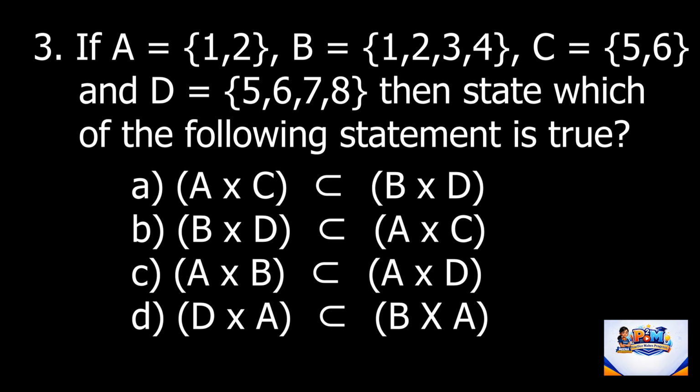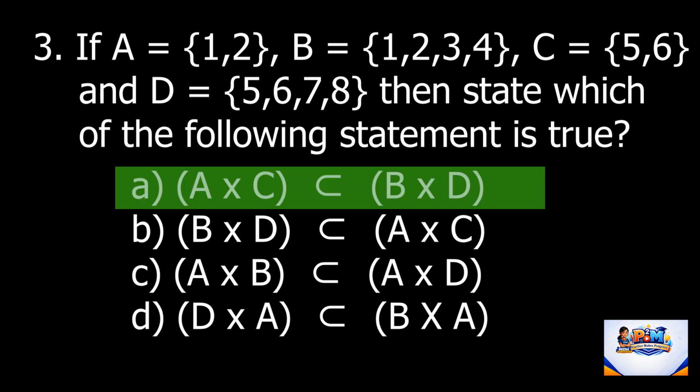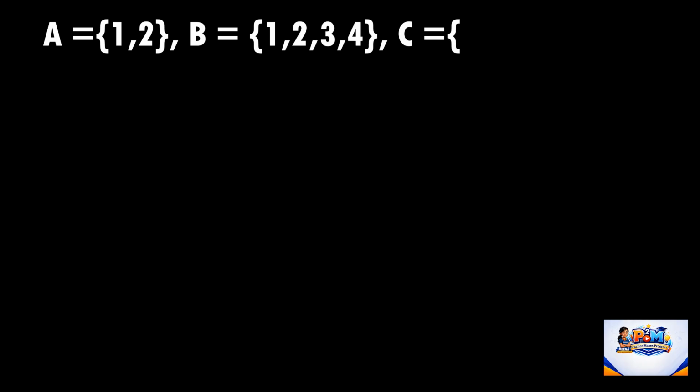The correct answer is option A, A cross C is the subset of B cross D. Answer try பண்றோம். Given data first write பண்றோம். A equal to the set 1, 2, B equal to the set 1, 2, 3, 4, C equal to the set 5, 6 and D equal to the set 5, 6, 7, 8.